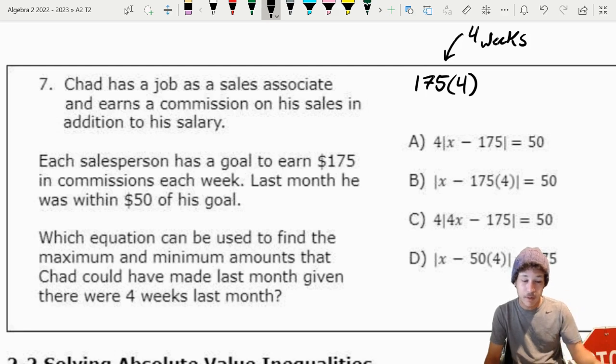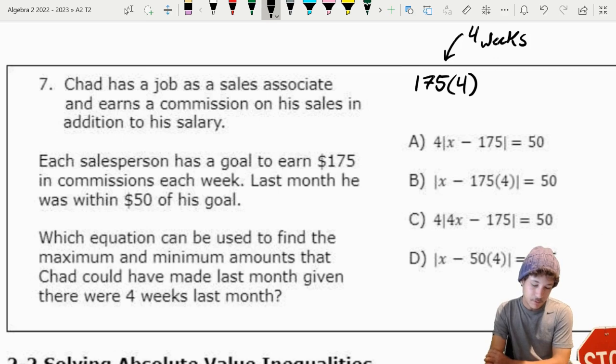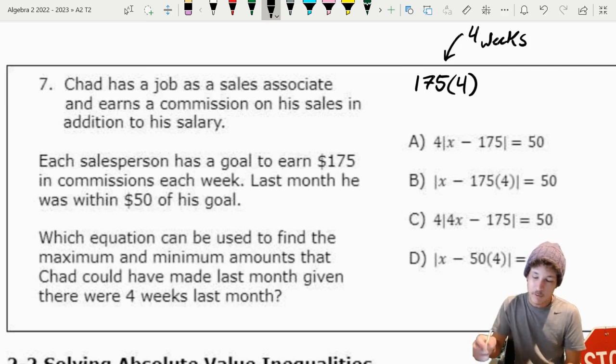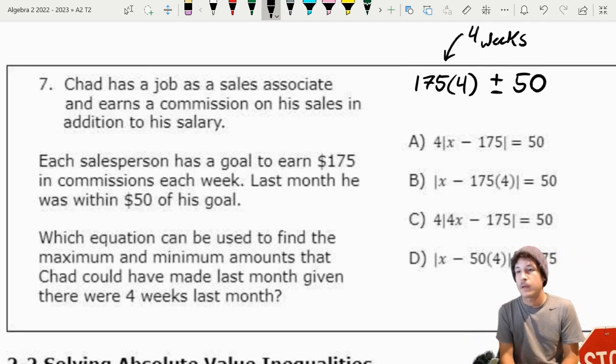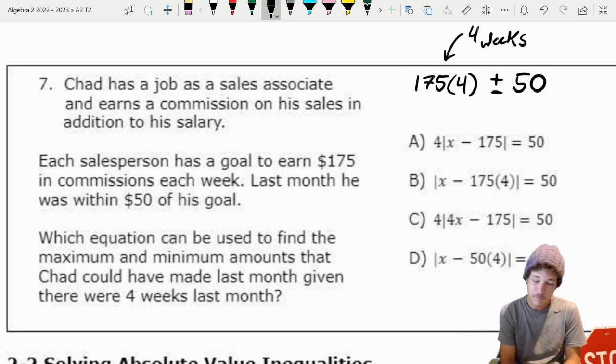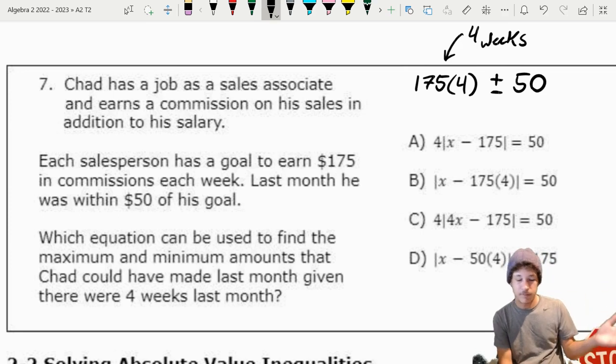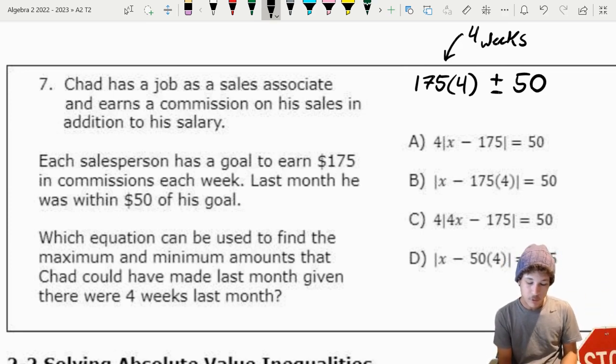Okay, we multiply this by 175 just because we know that there's 4 weeks in a month. Each salesperson has a goal to earn $175. Last month he was within $50 of his goal. So we need to put plus or minus $50. This is the general idea behind it. It's 175 times 4. That's for 4 weeks. And he's within $50 of that goal, so it could be 50 more or it could be 50 less. So plus or minus. Which equation can be used to find the maximum and minimum amounts that Chad could have made last month, given that there were 4 weeks?